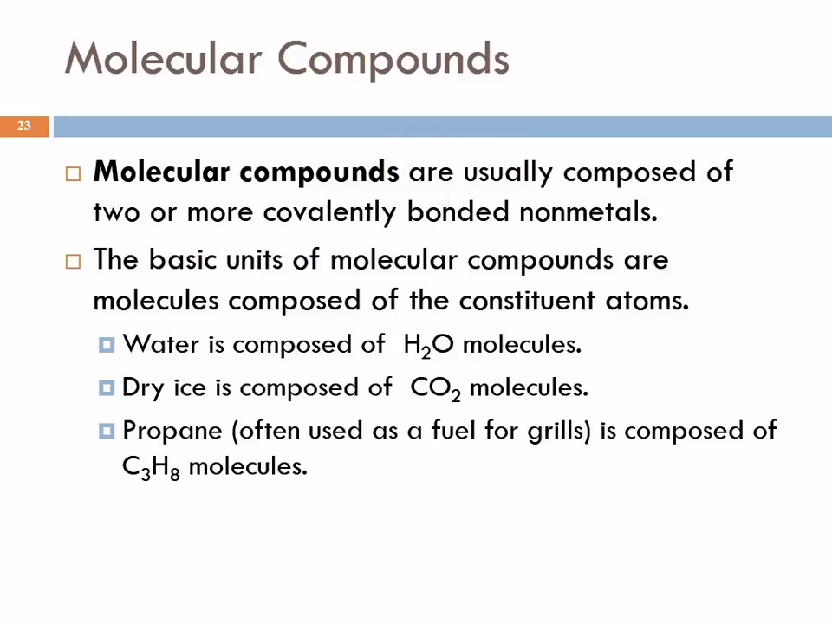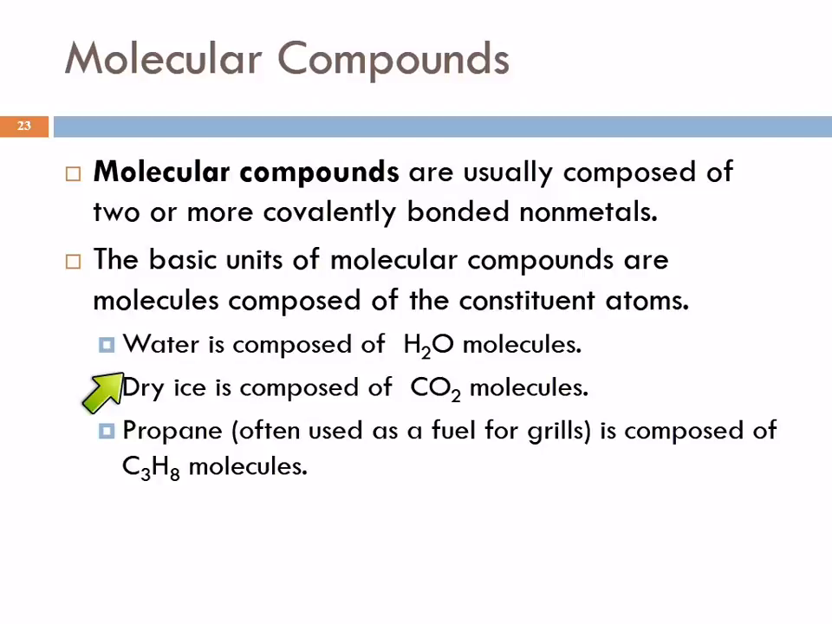So those are the elements. Then the compounds. Molecular compounds are usually formed from 2 or more covalently bonded nonmetals. So if you look at the compound formula and it's nonmetals, it's going to be a molecular compound. The basic unit of molecular compounds are molecules. So we're not trying to trick you. We're trying to make these descriptions easy to remember. A molecular compound has molecules in it.